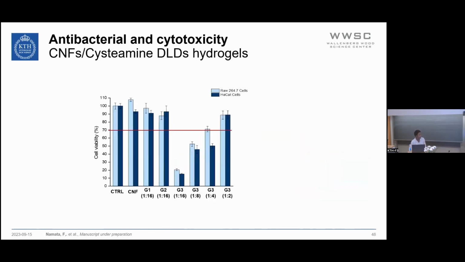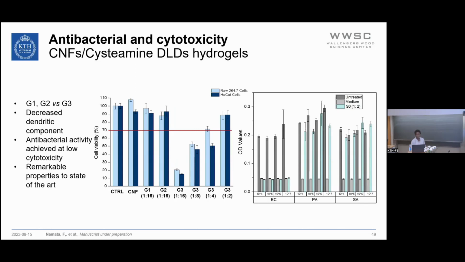Now, moving on to the hydrogels prepared with the DLDs, we also evaluated their biological activity, but what we saw was that the G1 and G2 had no cytotoxicity, but the G3 definitely did, at the same formulation. But when we decreased the dendritic component, we actually could get a hydrogel that did not have any cytotoxicity. And what was interesting: could we then see activity in the same hydrogel? We measured it against all the bacteria in different concentrations, and we saw that it was active with E. coli, but not with the other two types of bacteria.